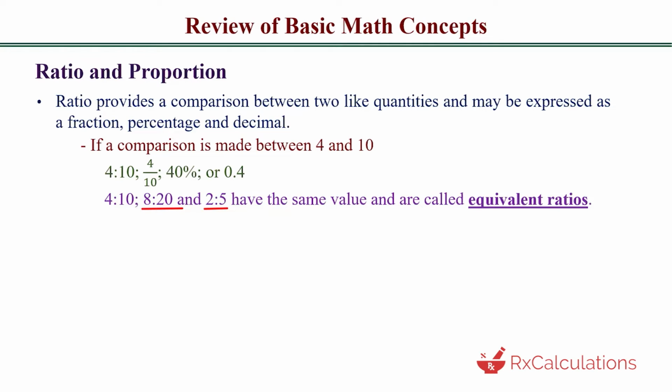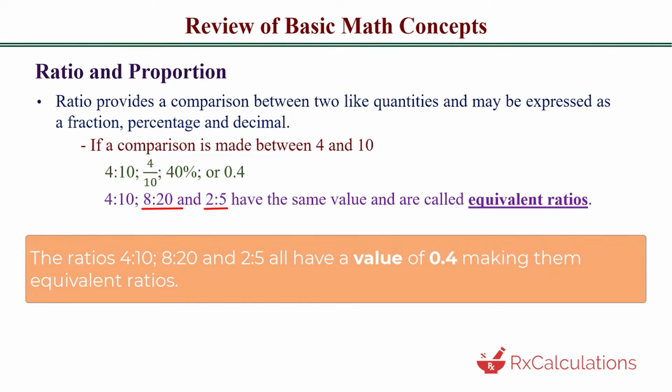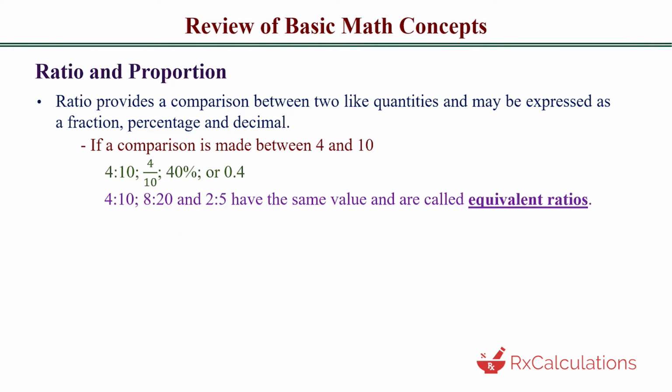And if you divided 2 by 5, you end up with 0.4. So for all of those ratios, you end up with the same value. Anytime you have ratios that have the same value, they are called equivalent ratios. And this whole notion of equivalent ratios is ultra important because that is what serves as the basis for problem solving using the ratio and proportion method.